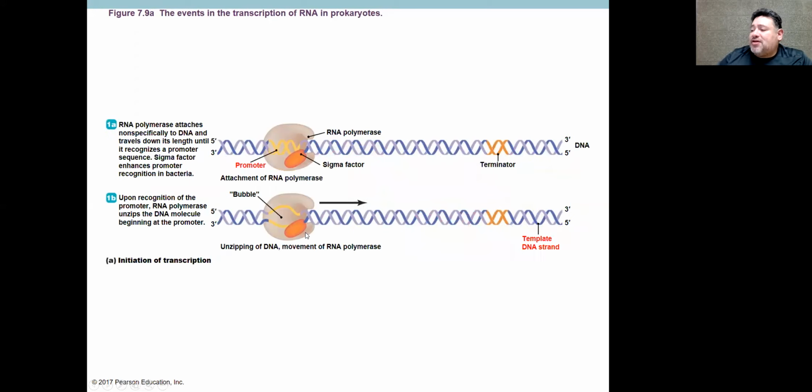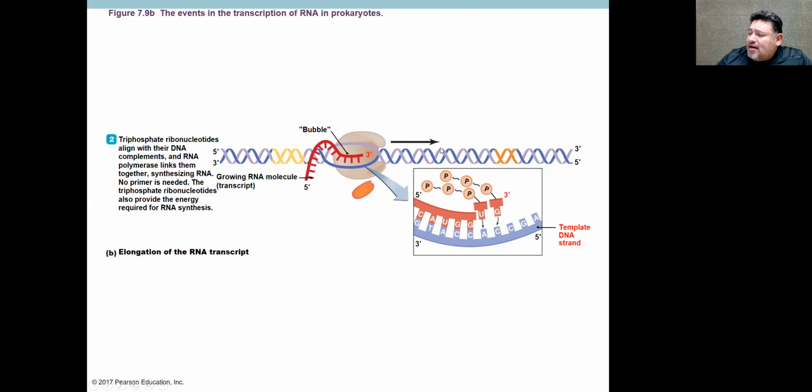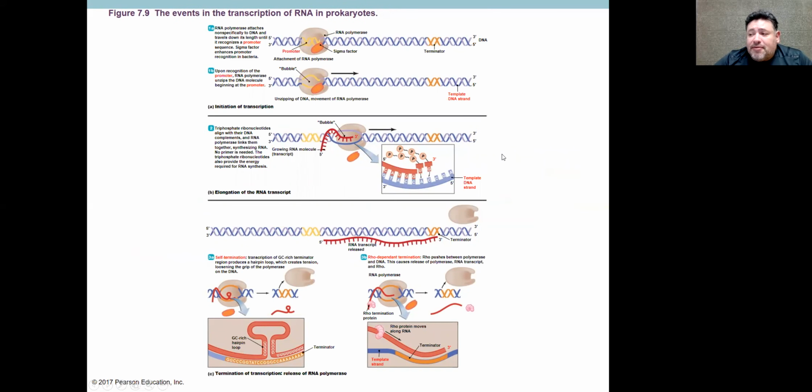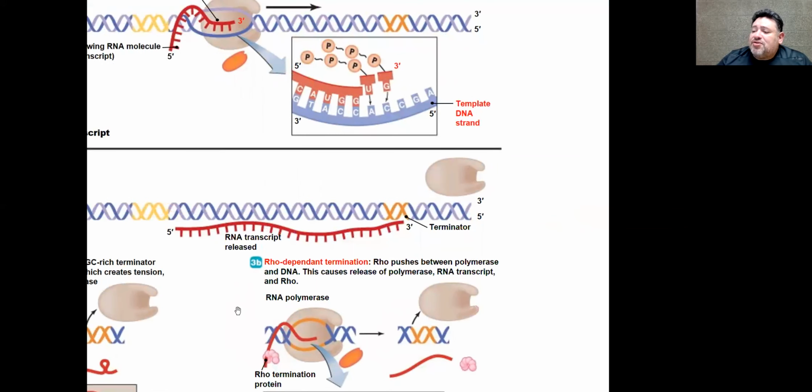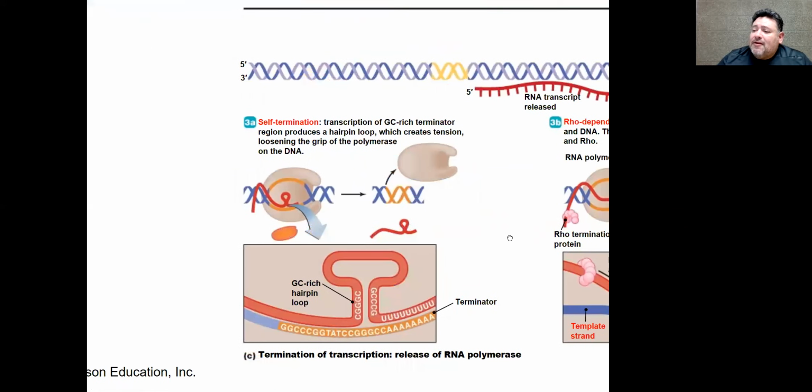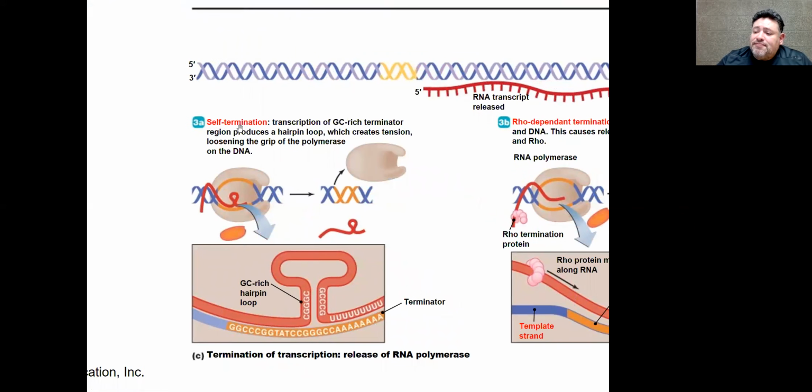And that's going to happen until we reach some sequence of DNA nucleotides called a terminator, where the RNA polymerase is going to slow down. So we're headed towards the terminator, and once we get to the terminator, we have to stop. So here's the DNA. The RNA polymerase has reached the terminator and it gets to stop. There are two ways that it can do it. It can do what's called a self-termination.